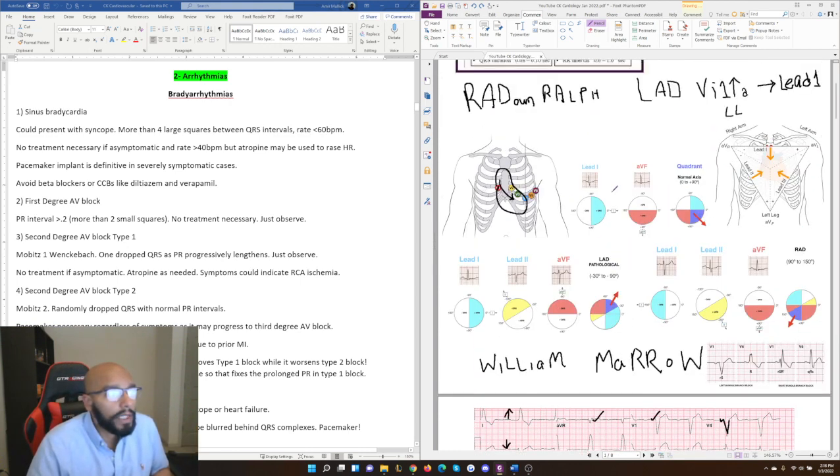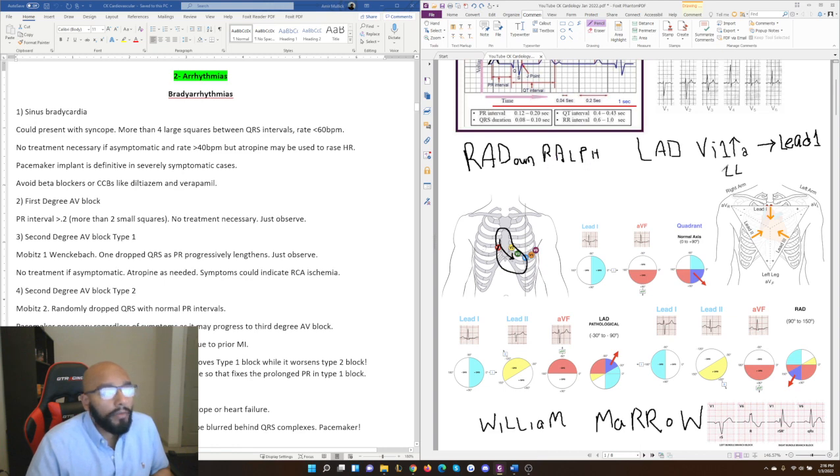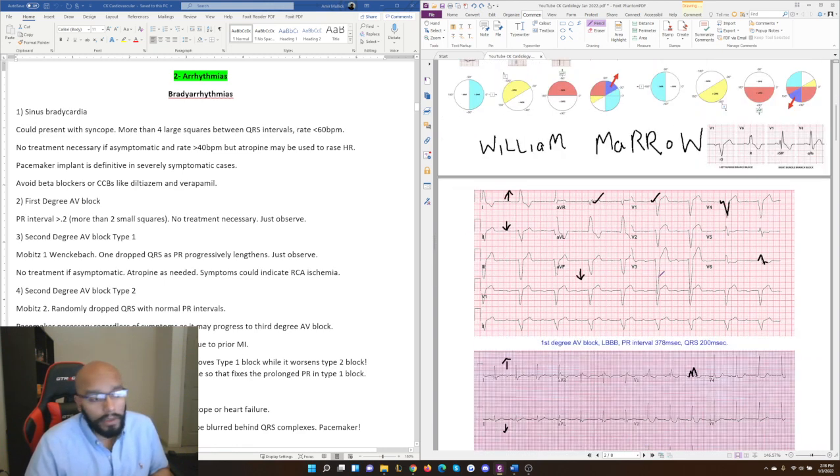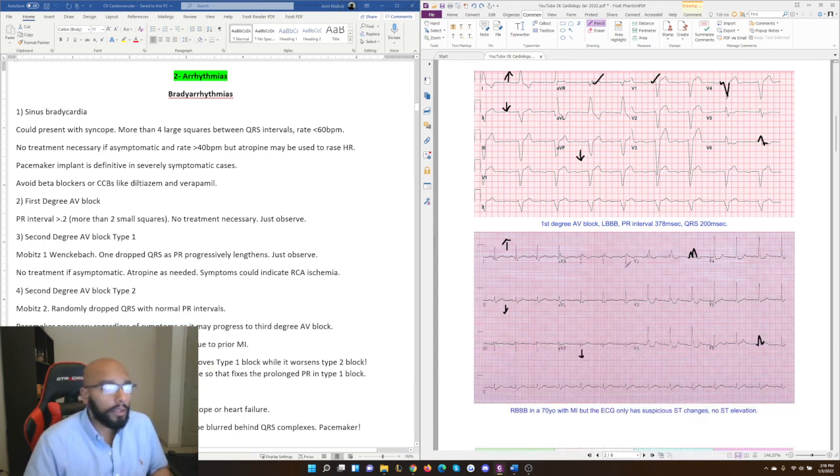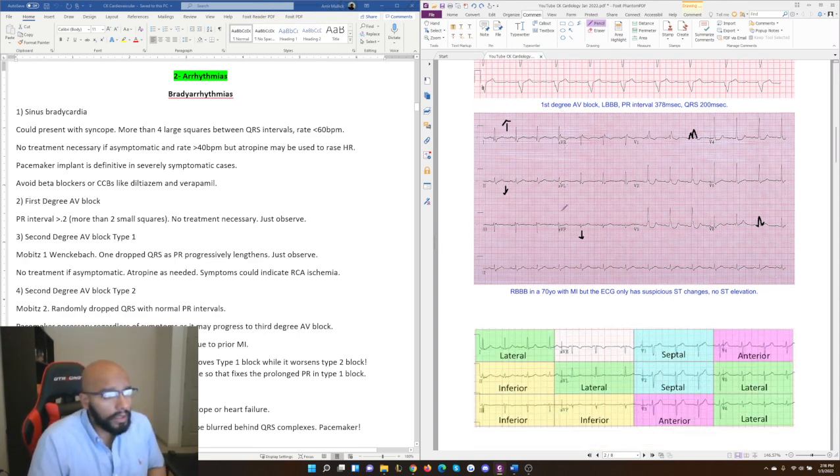This is why when we did the topic of axis deviation, the Ralph and the Villa mnemonics didn't have bundle branch blocks in them. Bundle branch blocks are not really associated with axis deviation at all. The axis deviation is more related to other things like actual damage to the heart, actual movement of electricity in certain directions with more impact, not the blocking of electricity moving in the correct direction.